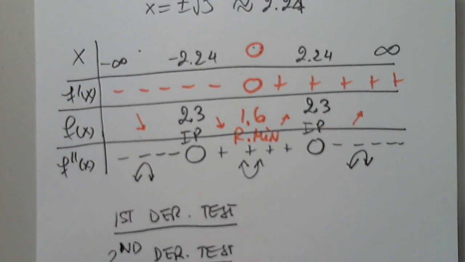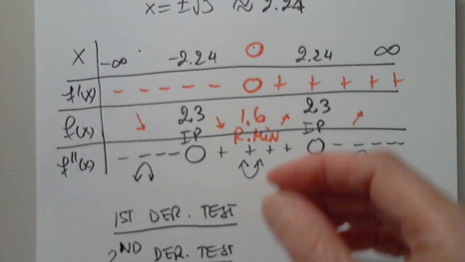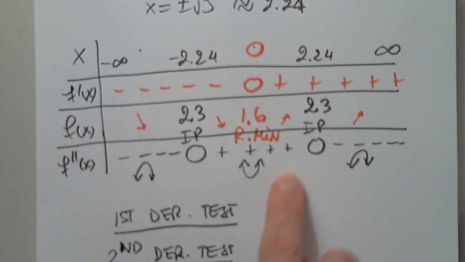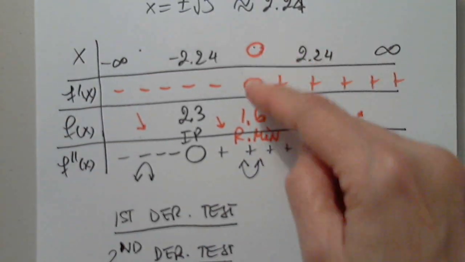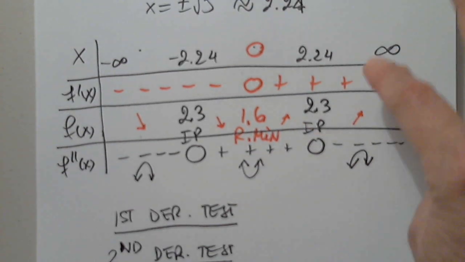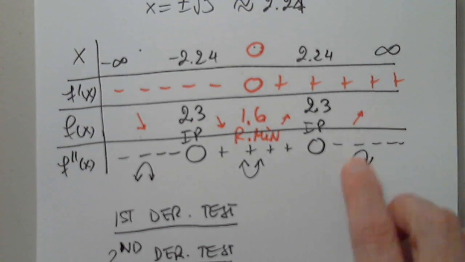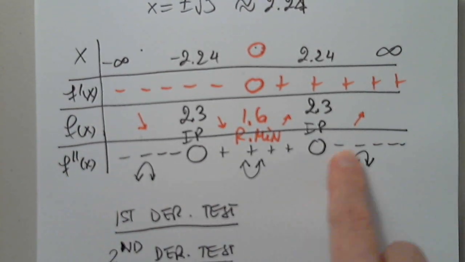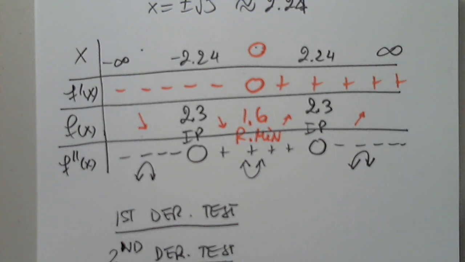So that's what the second derivative test says. If there is a critical number in an interval where the function opens upward, this critical number must give a minimum. If there is a critical number where the second derivative says the function opens downward, that must be a maximum.